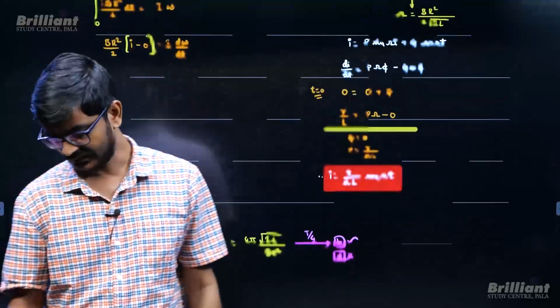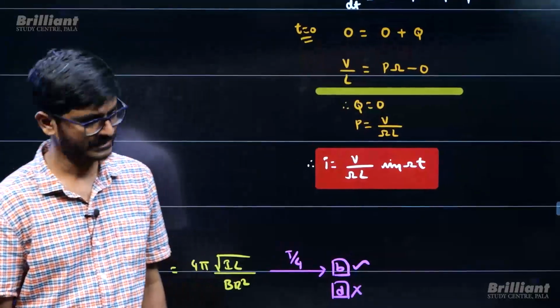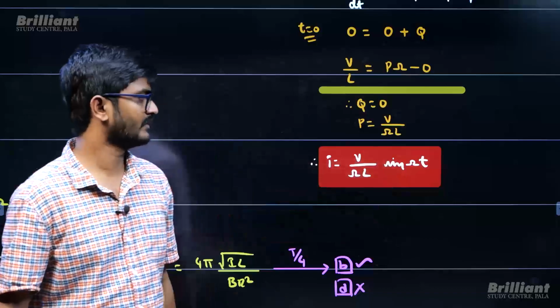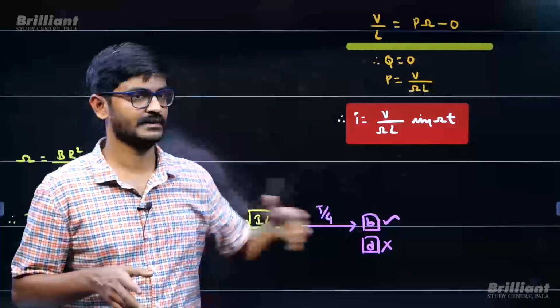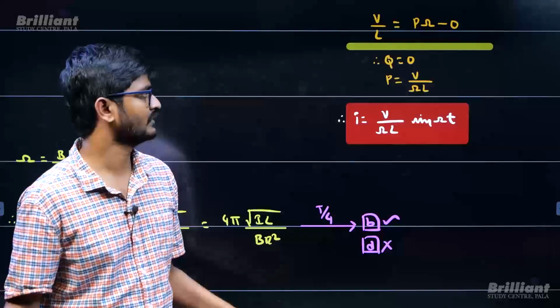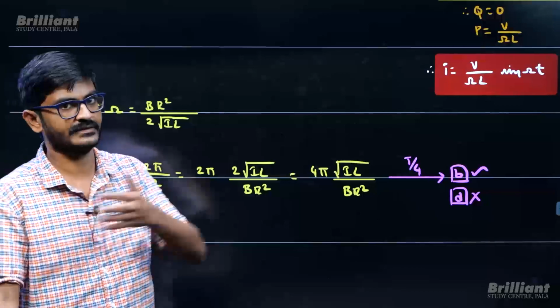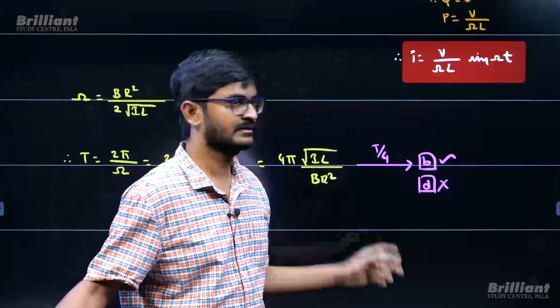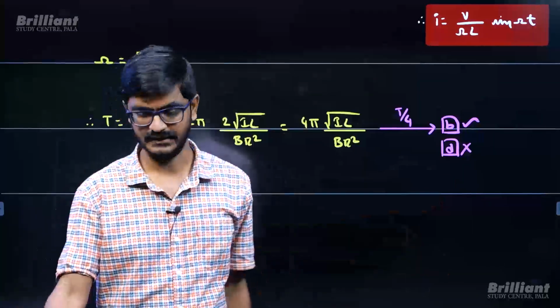So once I get current as a function of time, what they are asking is when the current will become maximum for the first time. It's like SHM where it is at mean position. When it will become maximum for the first time, T by 4. So T will be 2 pi by omega, but after how much time is it becoming maximum? T by 4. So we need to calculate only T by 4, which will give us option B as correct.